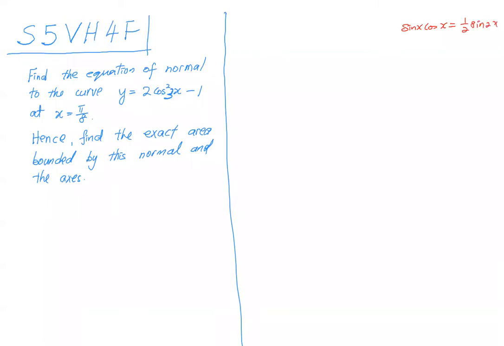Okay, cos square x is equal to half, 1 plus cos 2x. Okay, and sin square x is equal to half.